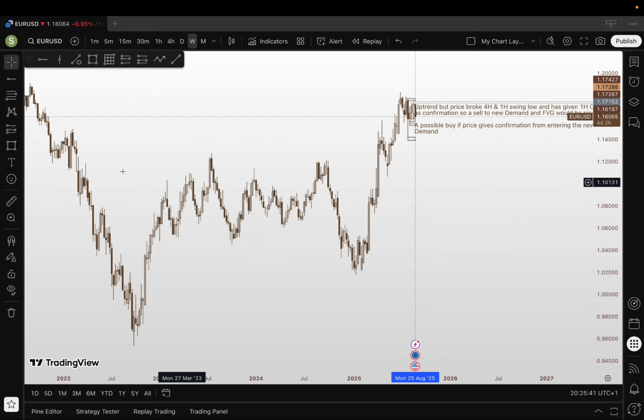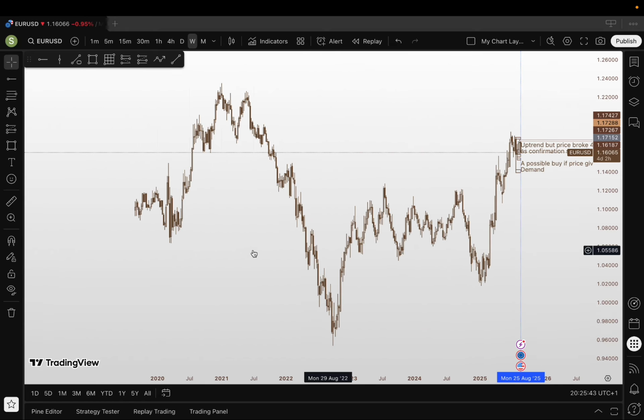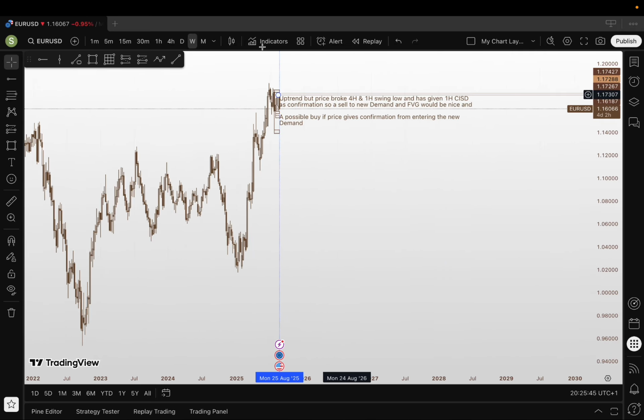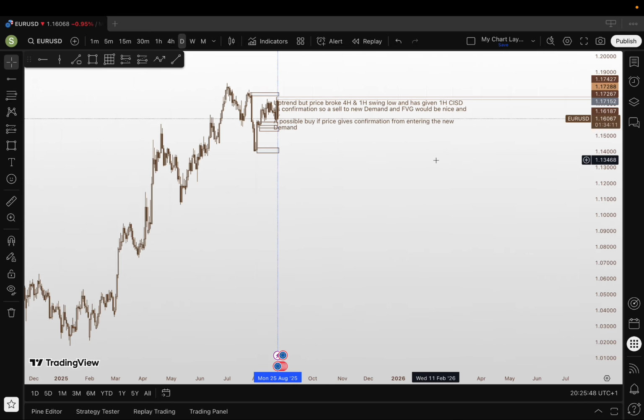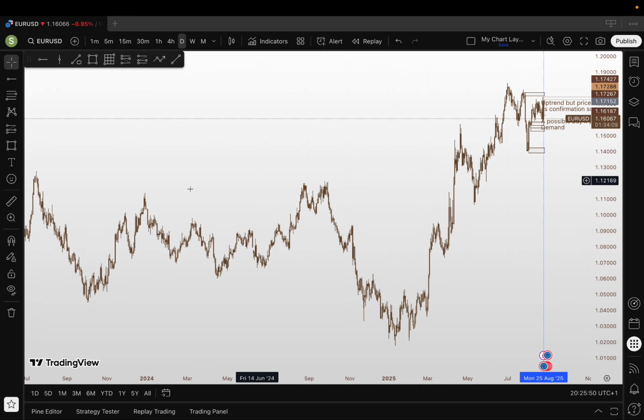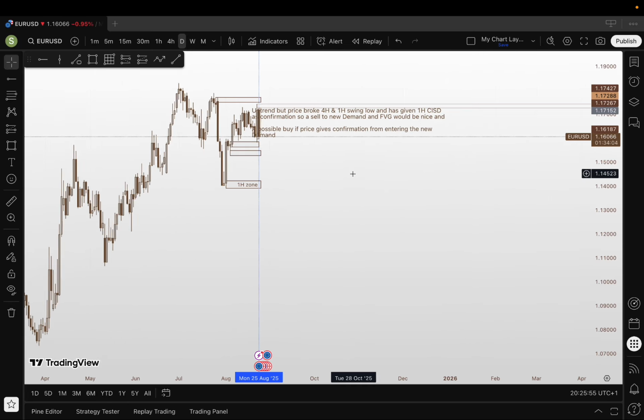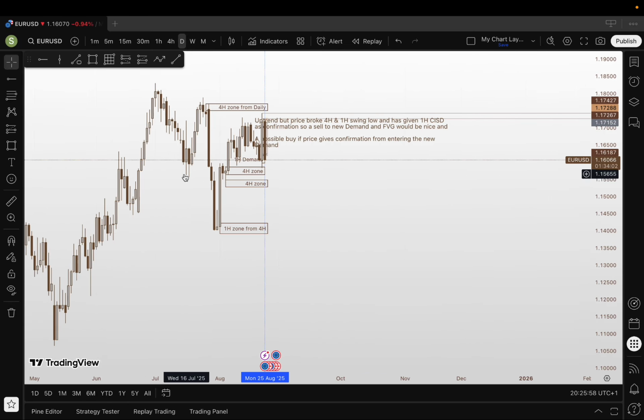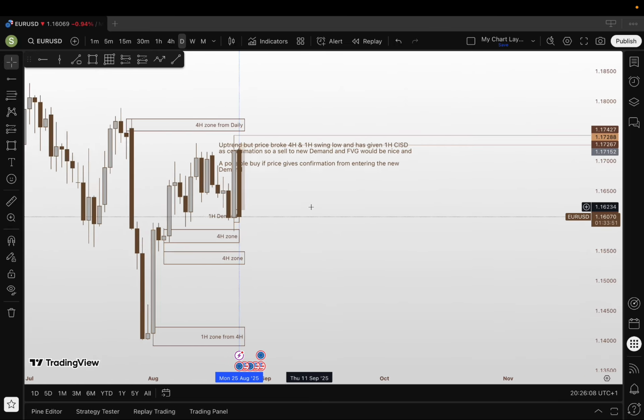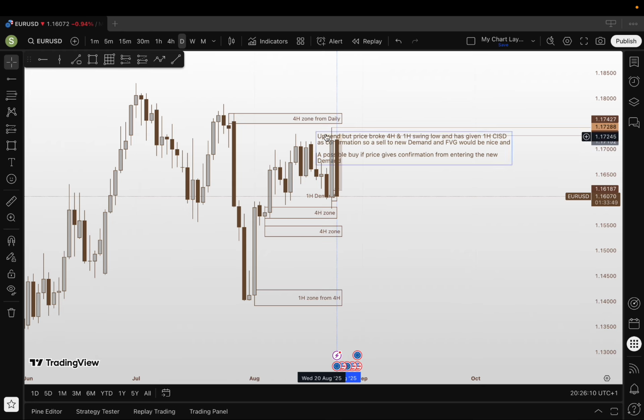On the weekly, price was trending up in an uptrend. On the daily, basically the same thing, broke swing structure high, so this is uptrend, but price broke the 4 hour/1 hour swing structure low, broke this low down, yeah. So price was going up, and I wanted it to come to this 4 hour zone, which I will show you on the 4 hour.